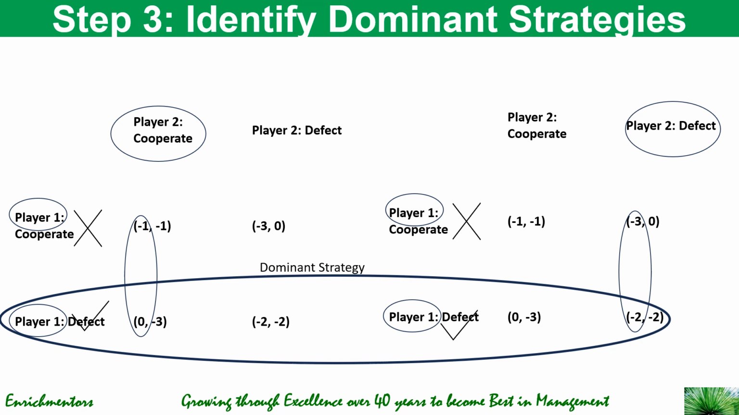So you get an idea of identifying a dominant strategy. Player 1 will always defect irrespective of what player 2 does, whether player 2 cooperates or defects. The payoffs are set up in such a way that it is better for player 1 to defect in either case. So defection becomes a dominant strategy.